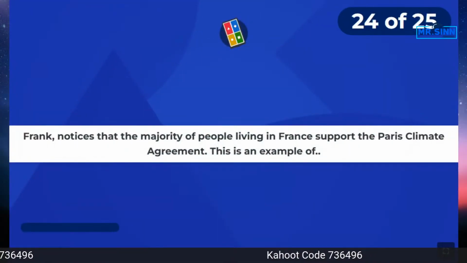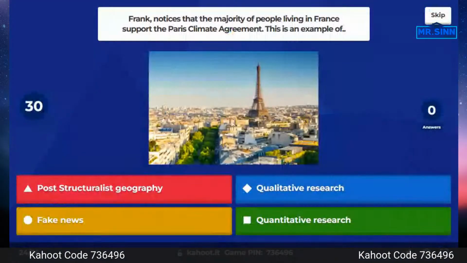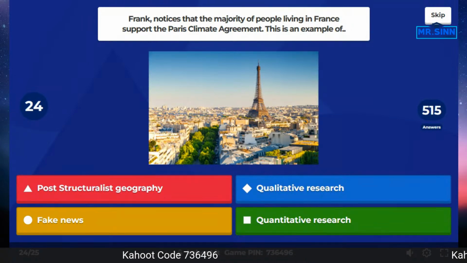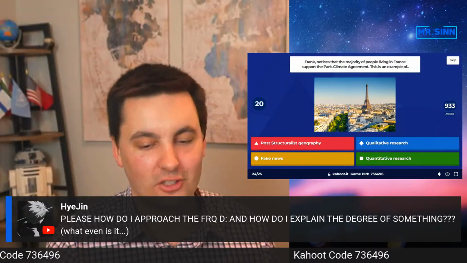All right. Going on to the next thing. Frank notices that the majority of people living in France support the Paris Climate Agreement. This is an example of what? What do we got? Explain the degree. Explain the degree.